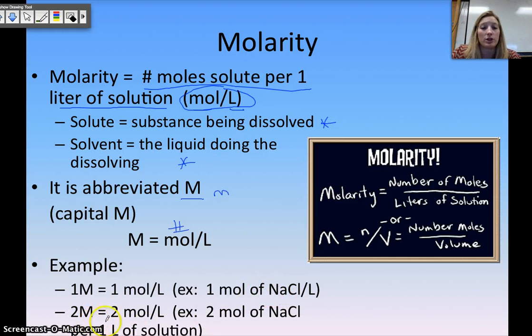A 2 molar solution means we have 2 moles in every liter. So it'd be like taking 2 moles of NaCl. If 1 mole of NaCl is 58 grams, 2 moles is going to be around 116 grams, and putting it into one solution. We're just taking the number of moles per liter of solution.